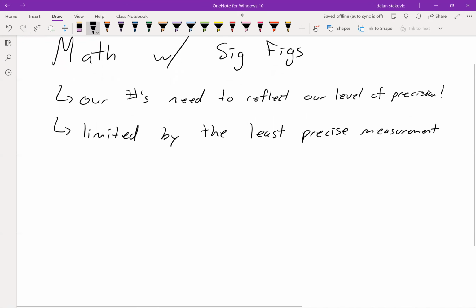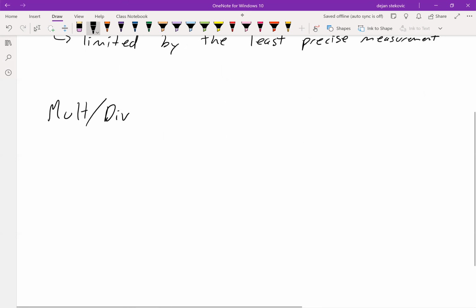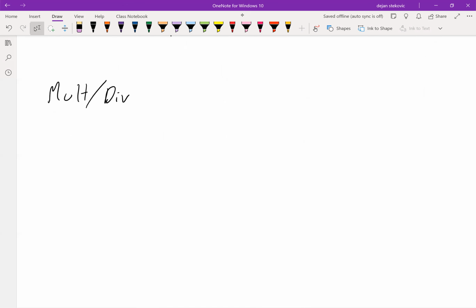And so let's take a look at how we're going to keep track of our sig figs and use them in mathematical operations. So let's take a look at multiplication and division first. So they have the same rules. And when you're doing multiplication and division, it's based on the number of sig figs.